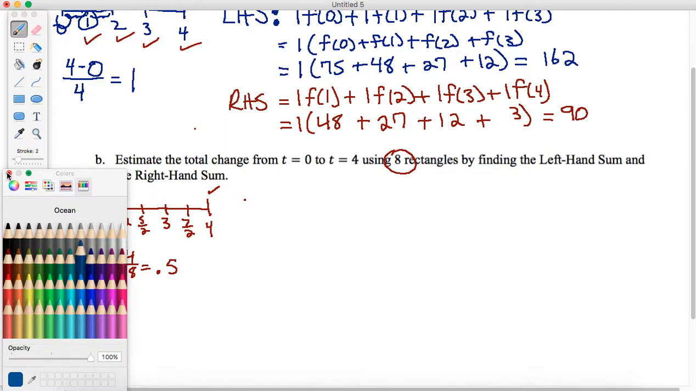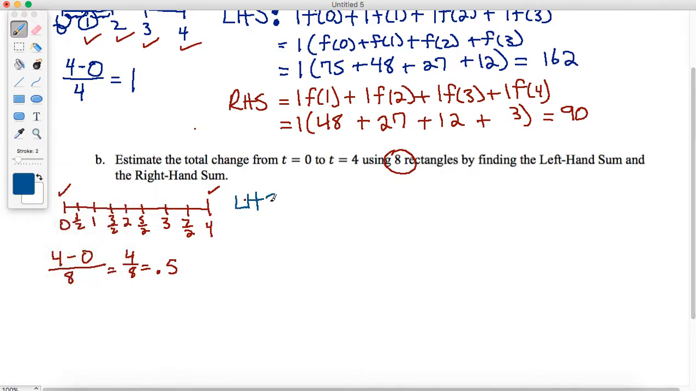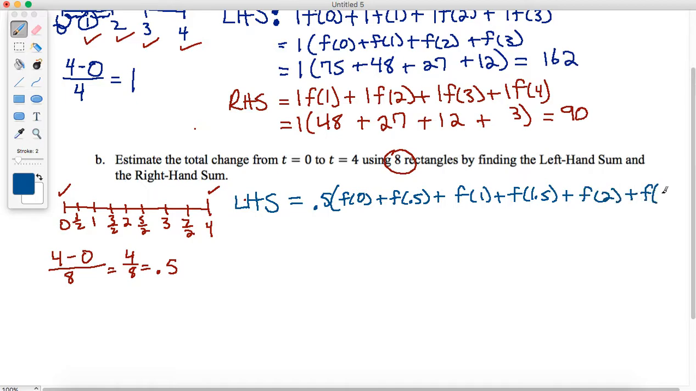My left-hand sum that's going to give me my total change is going to be 0.5 times f of 0 plus f of 0.5 plus f of 1 plus f of 1.5 plus f of 2 plus f of 2.5 plus f of 3 plus f of 3.5. And I leave off that 4.